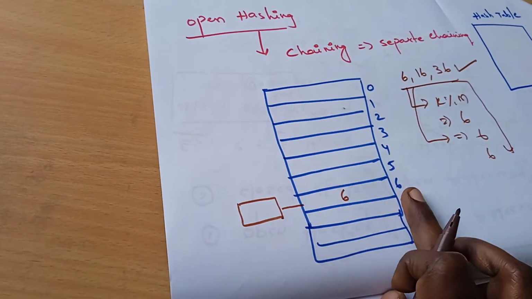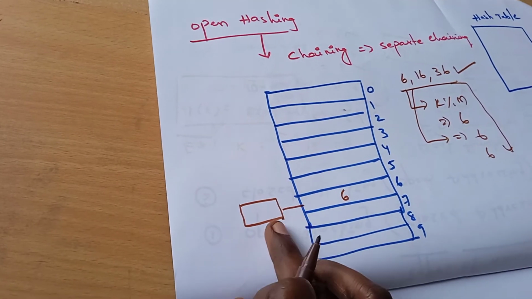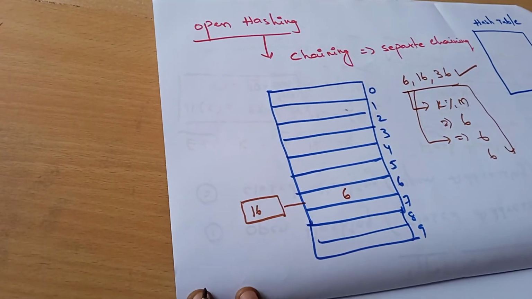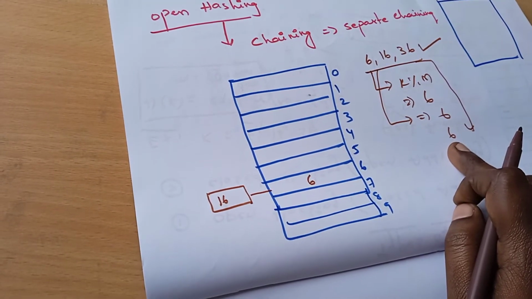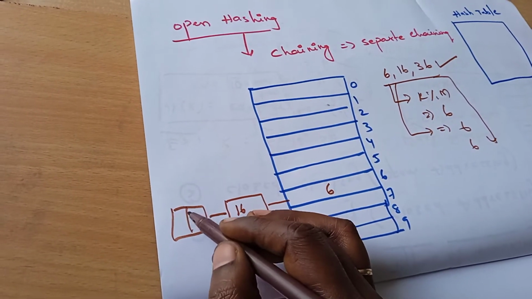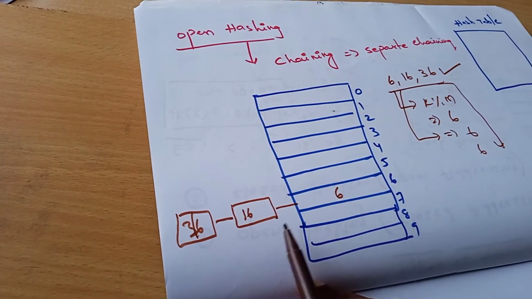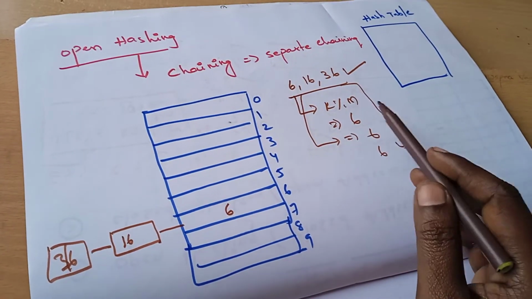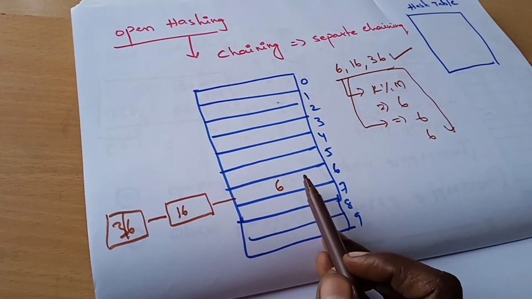Now 6 is my location where 6 is available as my key, and we'll take a separate chain, and here we'll put 16. And again 6 is the location for the third key. Now again a separate chain will be implemented, and here 36 will be put. So this is what separate chaining is. As many keys as we store in the location, that many chains we will be putting across this location.